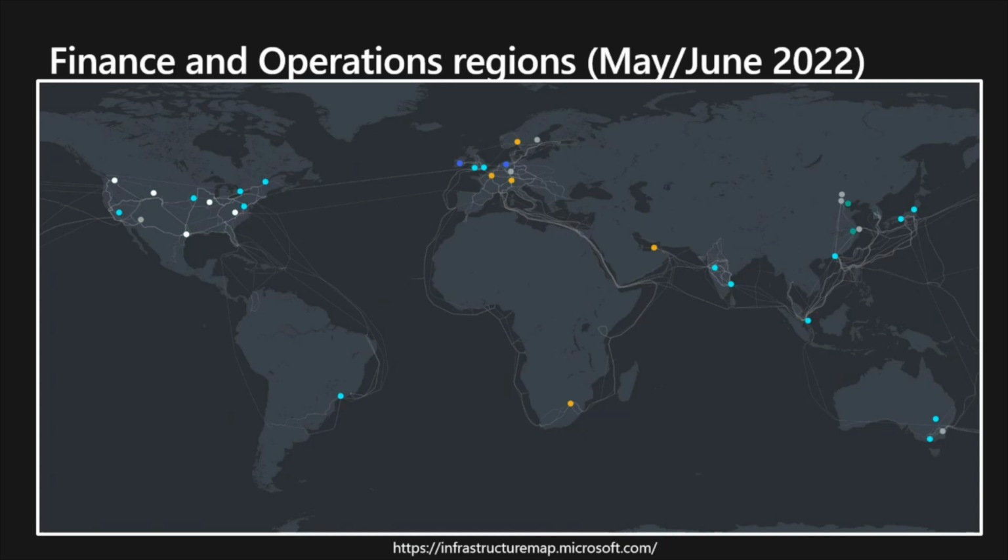What about the yellow dots? Now these are showing some of the local LCS endpoints, like mentioned in the previous slide. So you see France, UAE, South Africa, Switzerland, and Norway. I also included some green dots in the region of China, which are the ones managed by 21Vianet for the sovereign cloud in China.